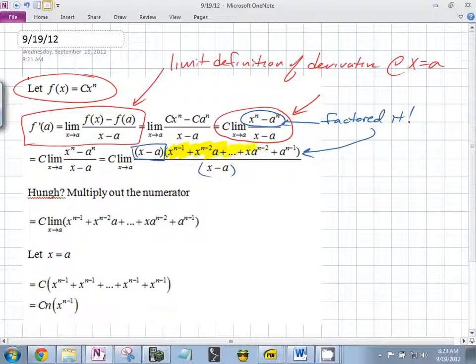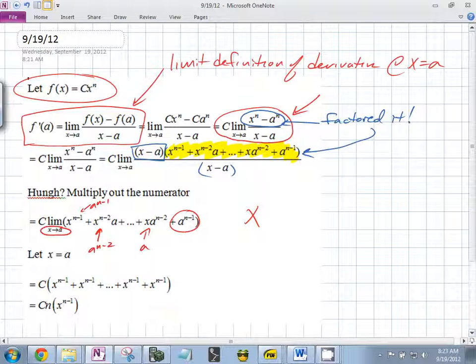It looked kind of nasty. What's going on? X now is going to a. X is going to a. So what can you now replace? X is going to a, so x can be replaced with a. So each of these terms, this is a to the n minus 1. This becomes a to the n minus 2 times a. Each individual one of these terms becomes a to the n minus 1.